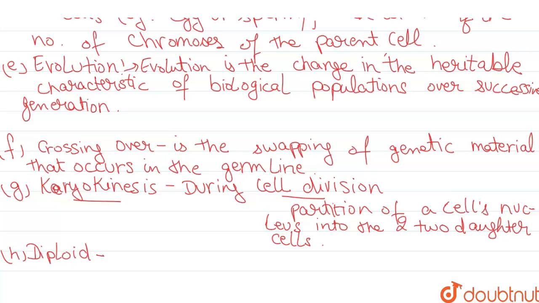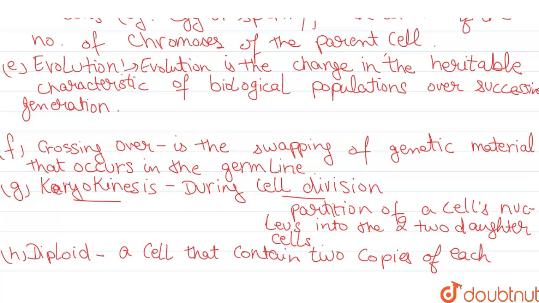And next one is diploid. And what is diploid? A cell that contains two copies of each chromosome is known as diploid.